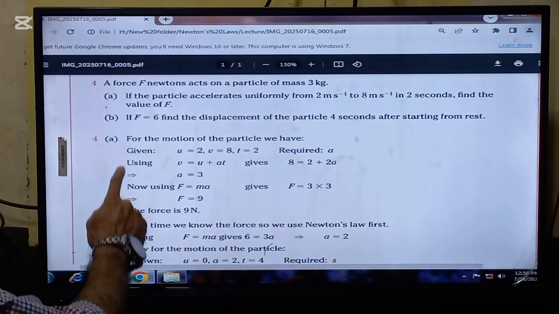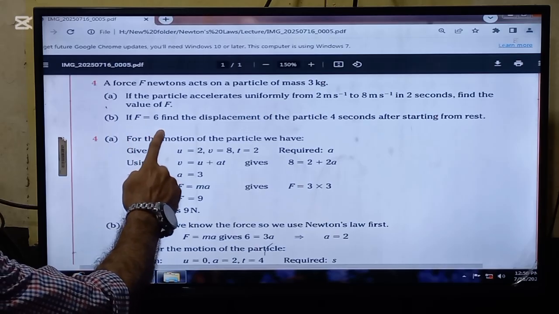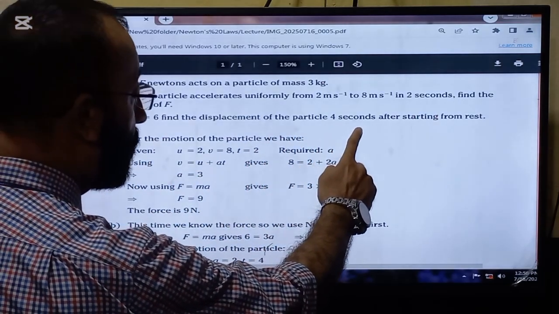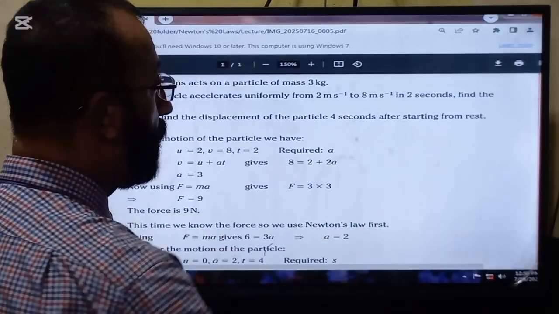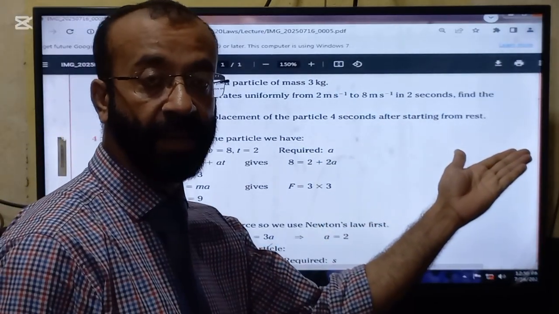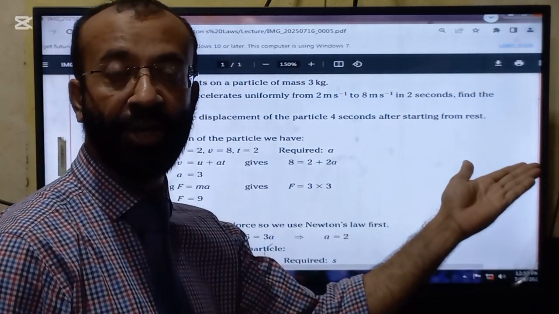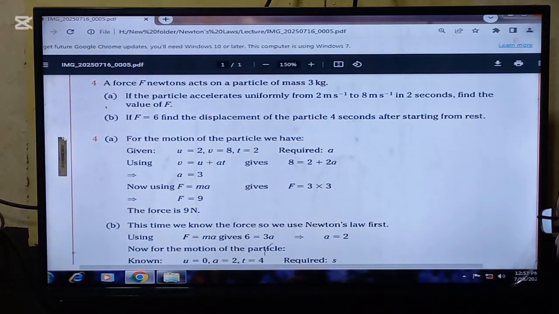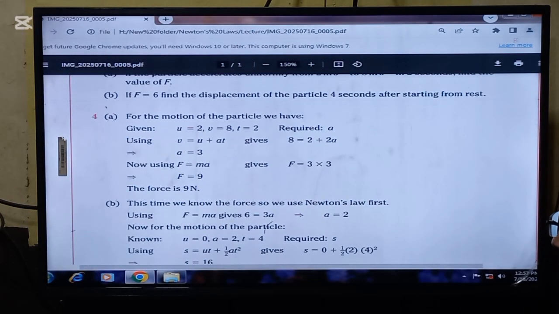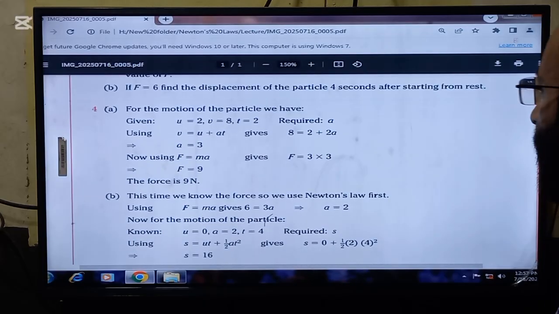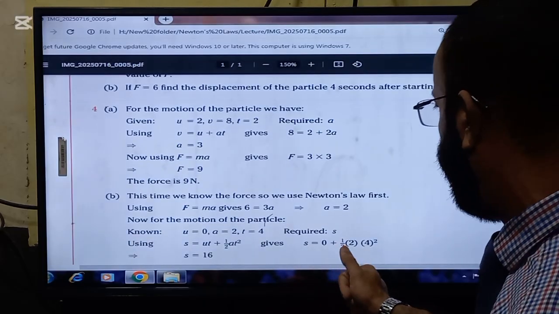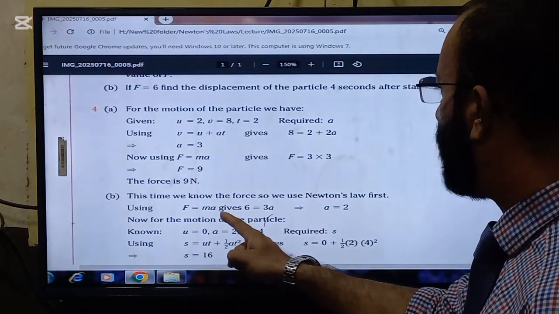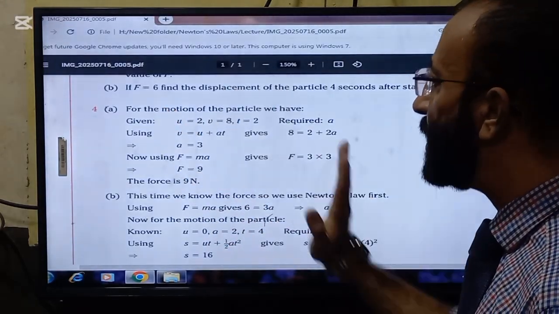Okay, in the second part, if you can see, if F is equal to 6, find the displacement of the particle for 4 seconds after starting from rest. So after starting from rest, it means the body will initially be in rest position. So U will be 0. So look now, here is the data. U is 0. Force is given 6 Newton and mass is 3 kg.